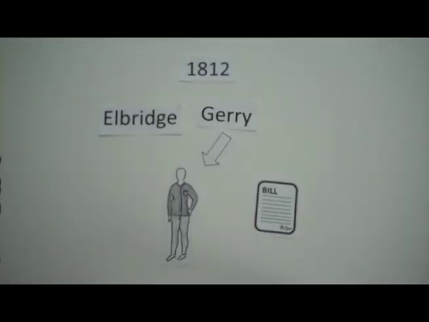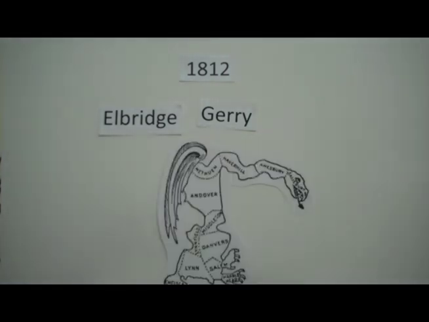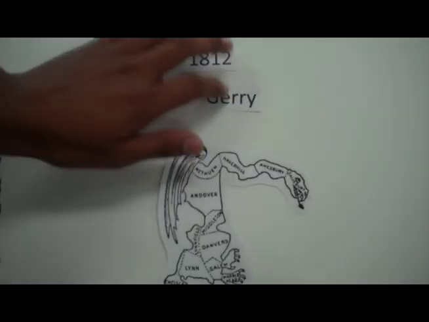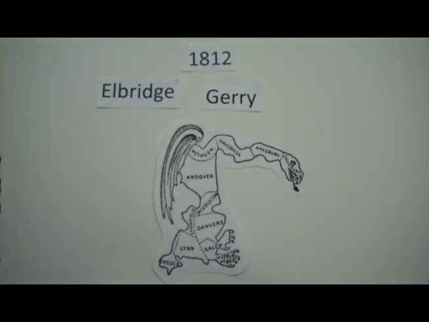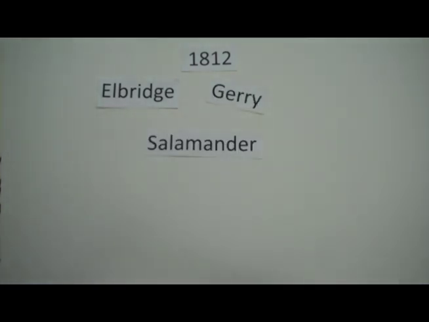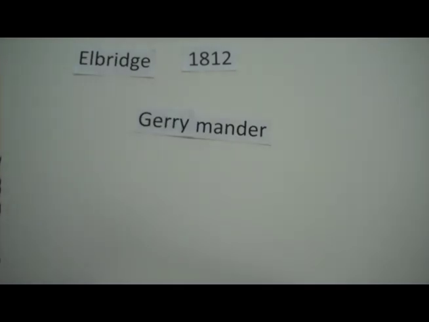In 1812, Governor Elbridge Gerry signed a bill that changed the shape of the congressional districts in his home state of Massachusetts. One of these districts was contorted so that it would be a safe district for Gerry's Democratic-Republican Party. The resulting shape resembled a salamander, leading to the coining of the term gerrymander. This is gerrymandering in plain English.